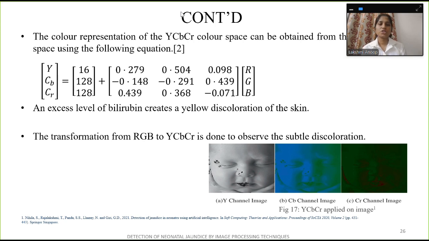The color representation of YCbCr color space can be obtained by using the following equation. An excess level of bilirubin creates a yellow discoloration in the skin. The transformation from RGB to YCbCr color space is done in order to observe the subtle discoloration, that is yellow pigmentation that occurs in the newborn baby.